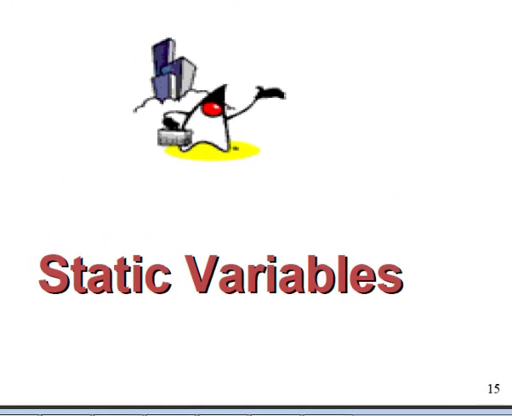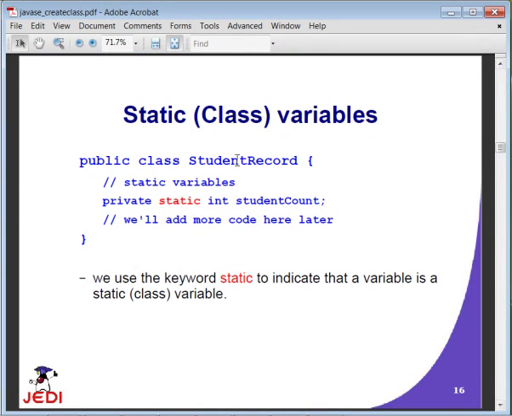Okay, static variables. In order to declare a static variable, you say static. So we use the keyword static to indicate a variable is a static variable. That is basically the only thing you have to do to make it a static variable.